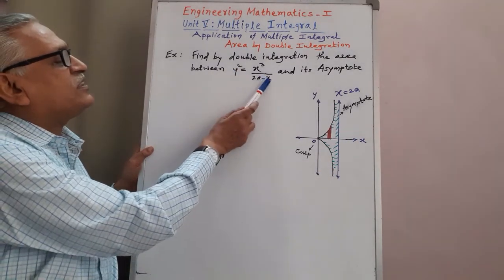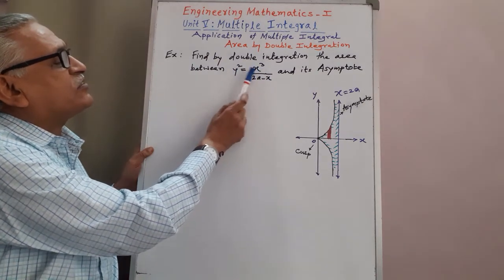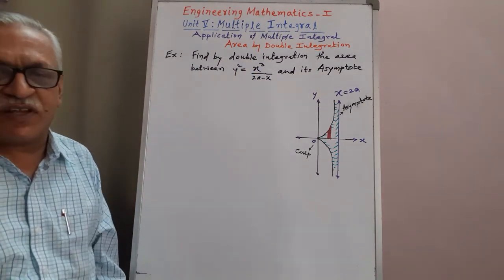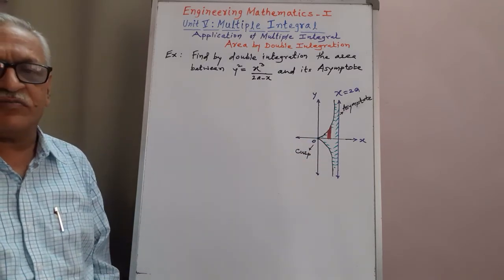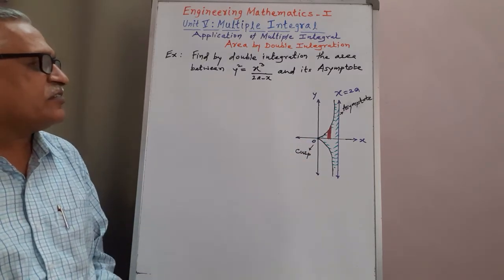Is it passing through the origin? Yes. If we put y and x as 0, we get 0 equal to 0, which means it passes through the origin. Therefore, the origin is the point of intersection on the x-axis.